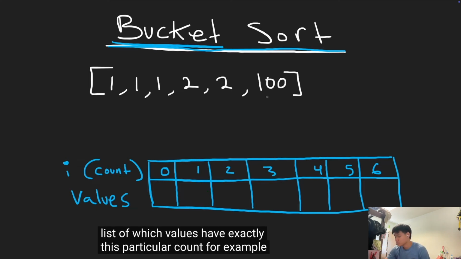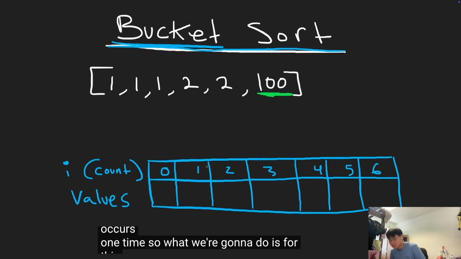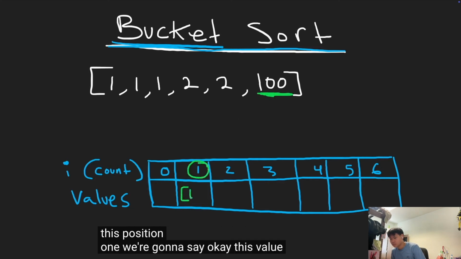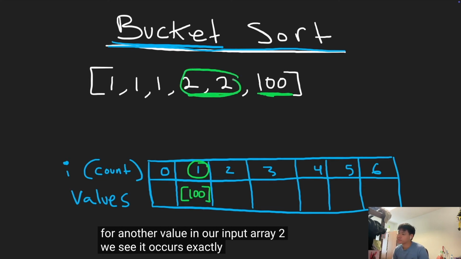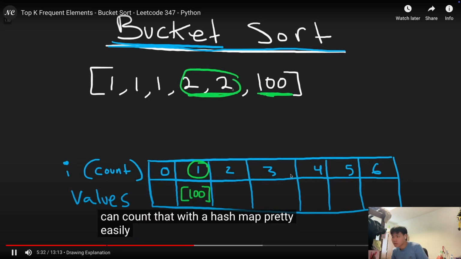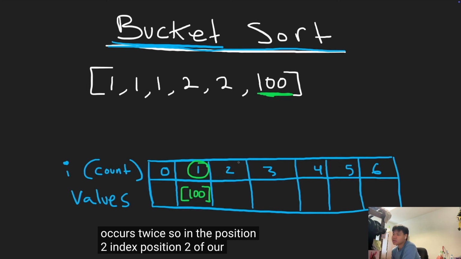For example, 100, right? We know that 100 occurs 1 time. So for this position 1, we're going to say, okay, this value occurs only once. 100 occurs 1 single time. For another value in our input array, 2, we see it occurs exactly twice, right? We can count that with a hash map pretty easily. And then we'll say, okay, this value occurs twice. So in the index position 2 of our array, we're going to add that value 2. 2 is the value that occurs twice.